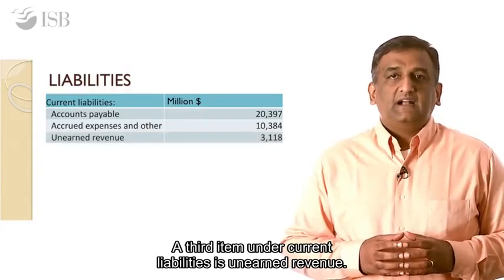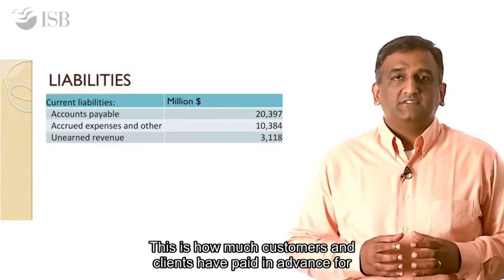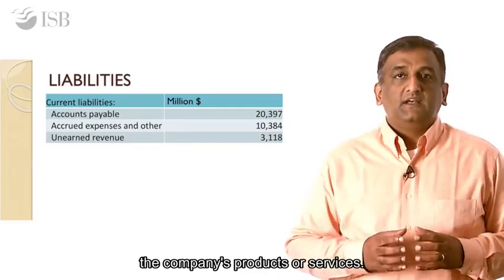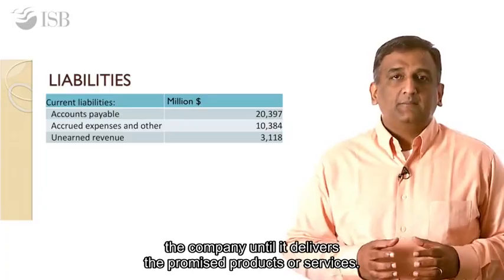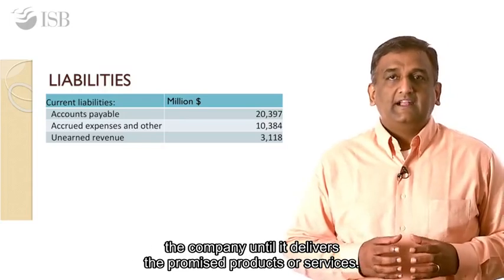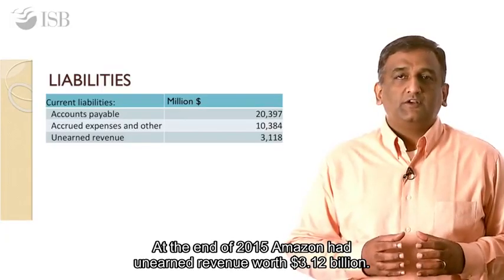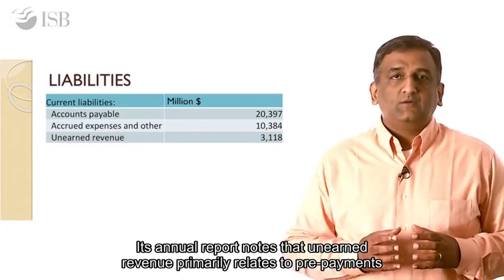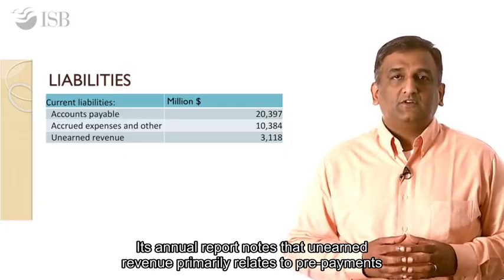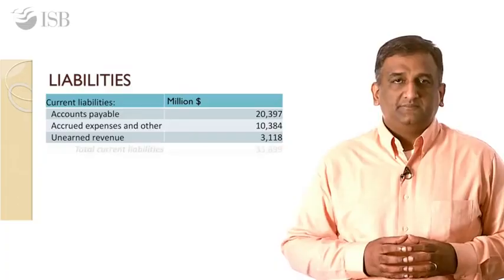A third item under current liabilities is unearned revenue. This is how much customers and clients have paid in advance for the company's products or services. This will continue to be a liability for the company until it delivers the promised products or services. At the end of 2015, Amazon had unearned revenues worth $3.12 billion. Its annual report notes that unearned revenues primarily relates to prepayments of Amazon Prime memberships and Amazon Web Services.